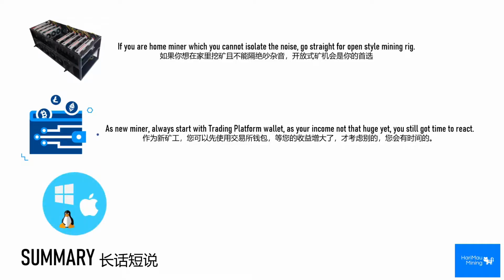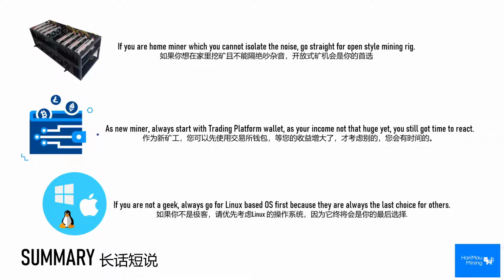The last one is operating system. If you are not a geek, always go for a Linux based OS first, because the others are always the last choice. Trust me. If you are using Windows right now, or you are not using any software yet, the first choice for you should be a Linux based OS, because you can control and monitor through your mobile phone. You don't need to go there and use the mouse, keyboard and monitor to check what the problem is. For example, I am using Luno for my trading platform wallet and Hive OS for my operating system.